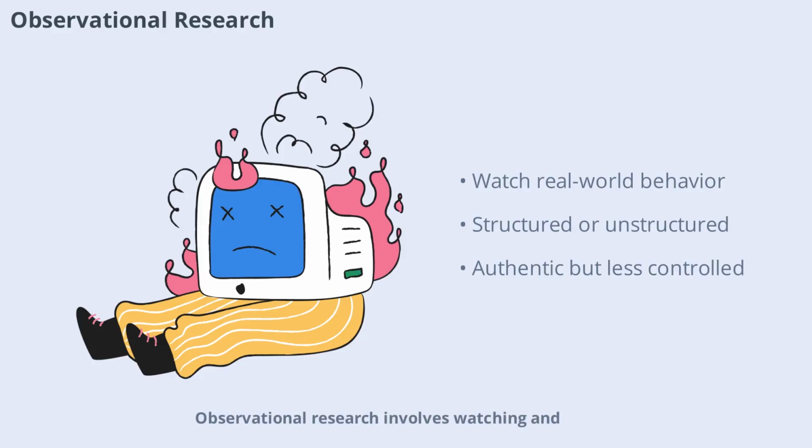Observational research involves watching and recording behaviors as they occur naturally. This method is useful for studying actions in real-world settings, such as classrooms, workplaces, or public spaces. Observational studies can be structured, with specific behaviors tracked, or unstructured, allowing for broader insights. While this approach provides authentic data, it can be challenging to control for outside influences and maintain objectivity.